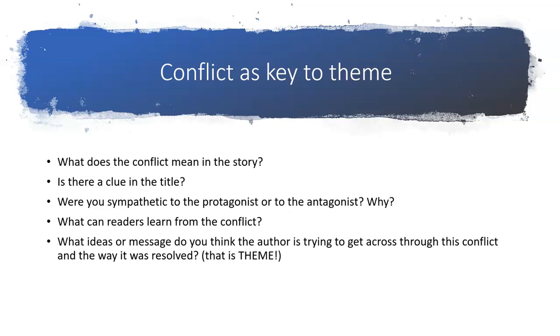What ideas or message about life that's valuable to us do you think the author's trying to get across through this story, specifically the conflict and the way it was resolved? And that's what we're getting at. That's why we break down the conflict. It is for critical thinking skills. We need to know how to do that. That's what analysis is. It's breaking it down into its parts. This is how it functions, but we have a goal. The goal is, what does this mean? And this is how we figure it out.